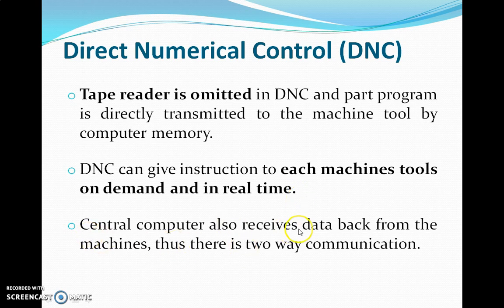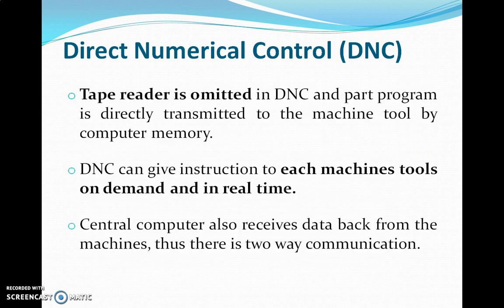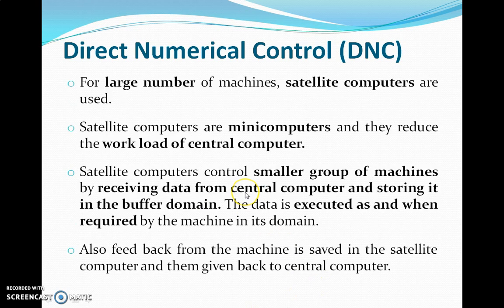The central computer also receives data back from the machines. Thus there is a two-way communication. It does not mean that the central computer will only give signals to the machine. The machine tool also gives a signal back to the computer. I will come to know which machine is doing what operation, and if the operation is finished, the machine will communicate to the central computer, and I will come to know that the machine is in idle condition or at halt. So there is a two-way communication.